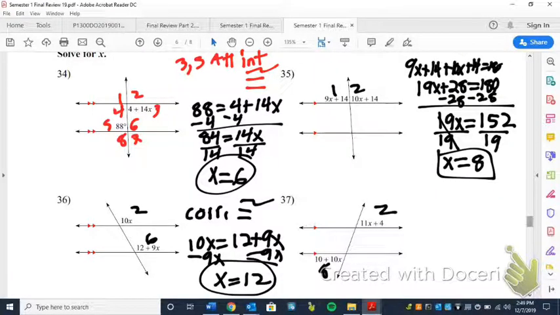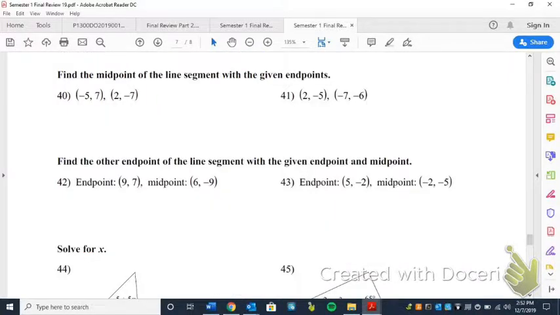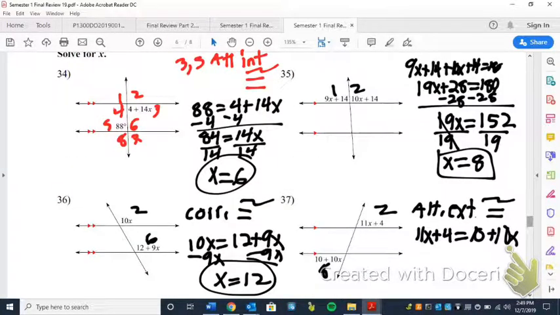Here I have 2 and 8, alternate exterior angles. Those are also congruent. So I go 11x plus 4 equals 10 plus 10x, and solve. You guys can solve it.